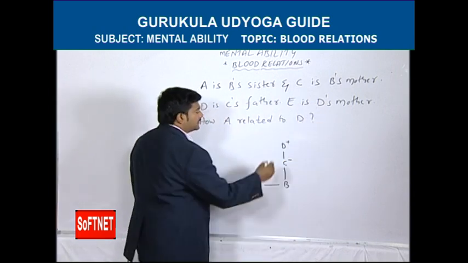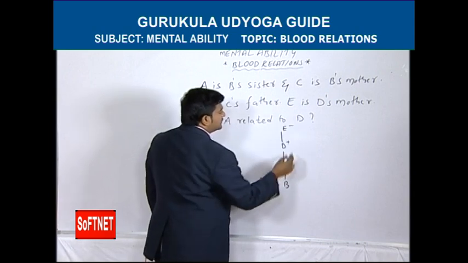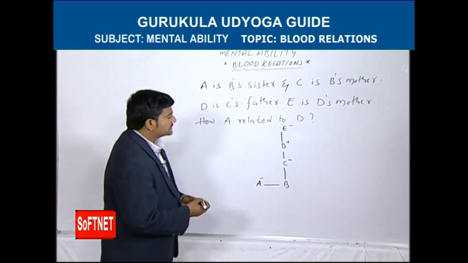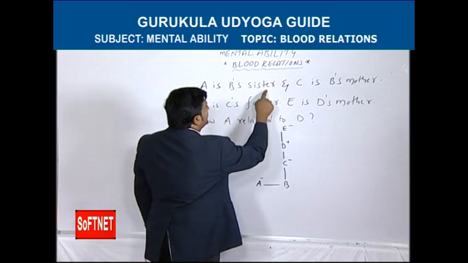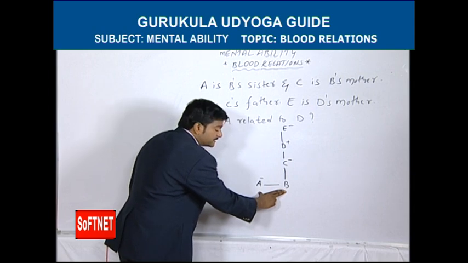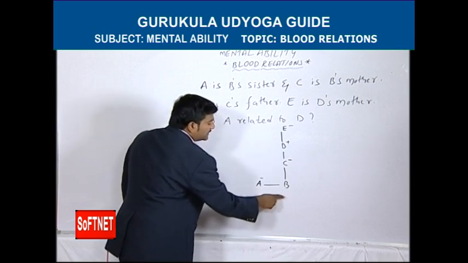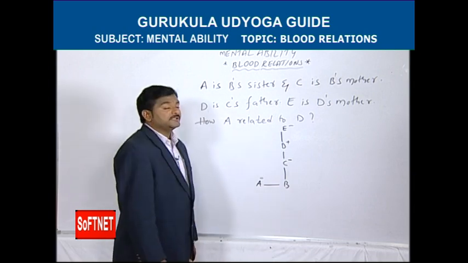E is D's mother. So again there is a generation gap. Since she is the mother, again a negative sign, minus sign, by using this generation chart. I repeat this chart once again. A is B's sister. Same generation, that's why a horizontal line. And A is B's sister, so A is female gender. I don't know the gender of B. Similarly, C is B's mother.